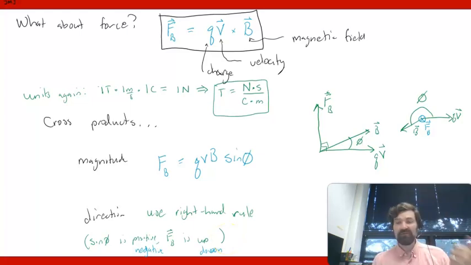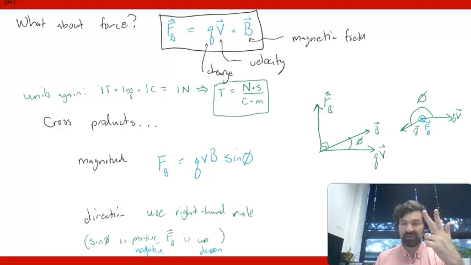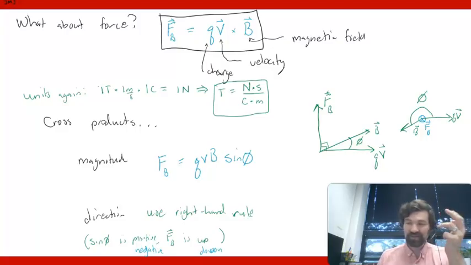All in all, the larger the charge, the faster the particle, and the larger the magnetic field, and the greater the angle, or more nearly 90 degrees, the angle is between the velocity and the magnetic field, the greater the amount of force. So that's a bunch of different factors all at once.